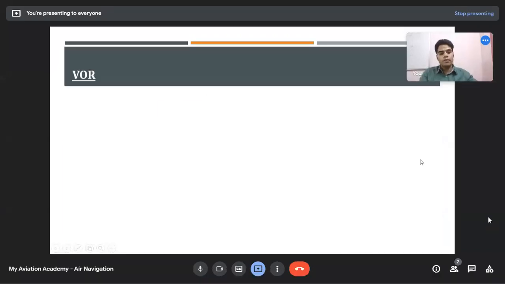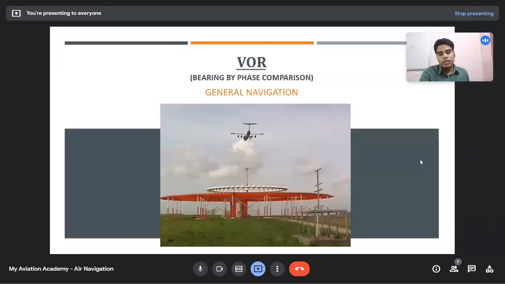Let us begin. VOR, the full form is very high frequency omnidirectional range. The principle is basically bearing. It calculates the bearing by phase comparison. Why not also? Because that device, ADF and NDB, was calculating the relative bearing. And this beautiful big structure is called the VOR. And we're going to see how we use it.